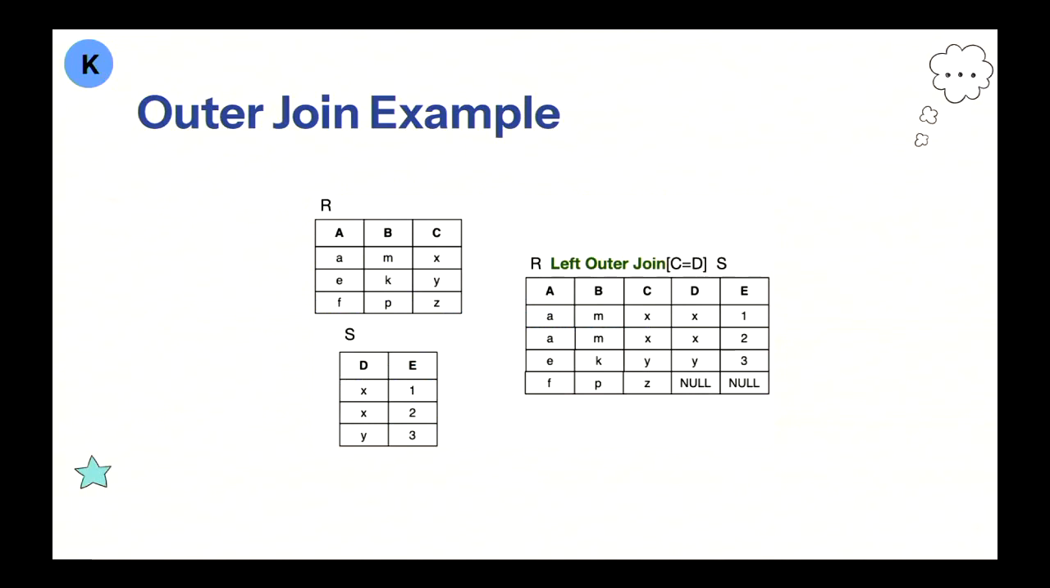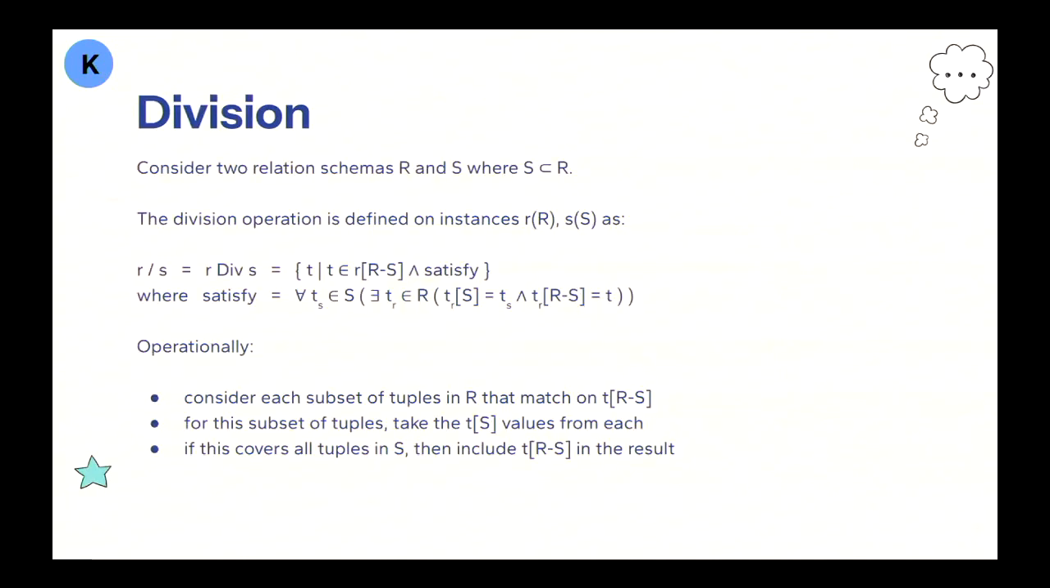So here is an example of left outer join. As you can see here, for the A value equals to F, actually for this third row of R, there's no matching in the table of S. Because C equals to Z in this case, and there's no D equals to Z in the table of S. So there's no matching for this row here. And we will still include it in the result, but we will set the values of D and E to be null. So this is the mechanism of left outer join. And those joins are very, very similar to what we have learned in SQL. There are small differences, but they are essentially very similar.